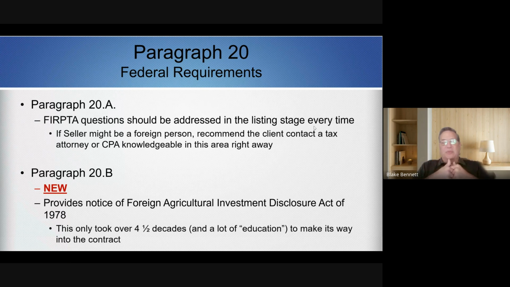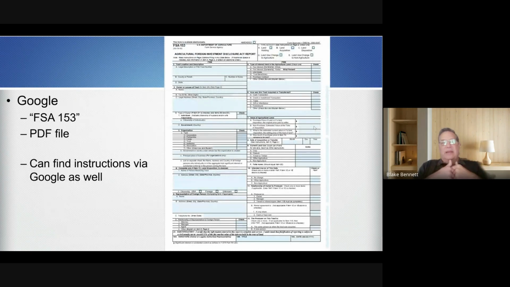Paragraph 20B, 20A, again, that's for FIRPTA. 20B, brand new. It deals with the Foreign Agricultural Investment Disclosure Act of 1978. Here is the Farm Service Agency 153. This is the form that actually is used to give notice if you're a non-U.S. citizen and you have to file paperwork underneath the Foreign Agricultural Foreign Investment Disclosure Act.